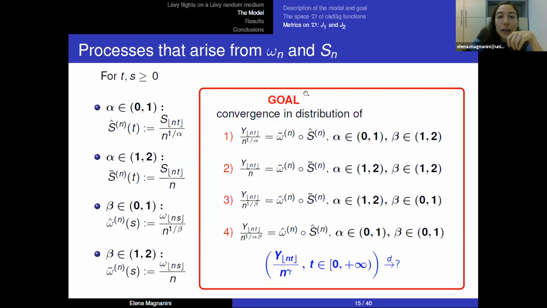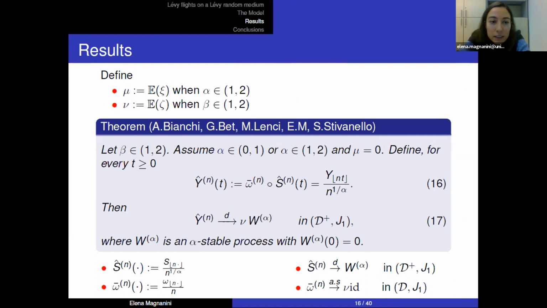I just want to recall which was our goal. Our goal is expressed by the display in blue. We want to study the distributional convergence of this process Y with respect to the strongest Skorokhod topology. Now I want to present our results. We start from the case when beta is between 1 and 2 and alpha is between 0 and 1. In this case, we have finite expectation for the variable zeta, which characterizes the environment.